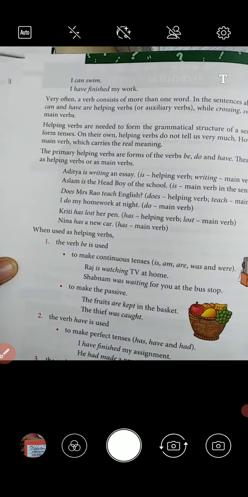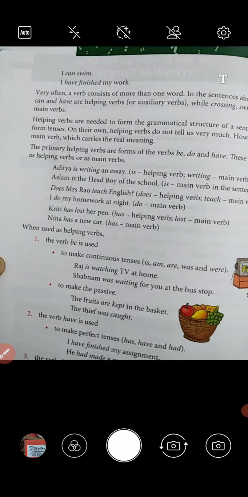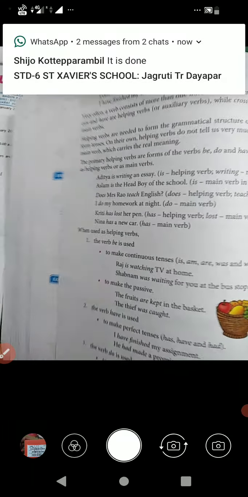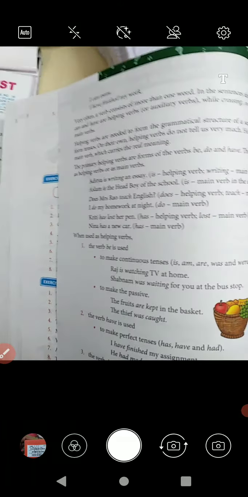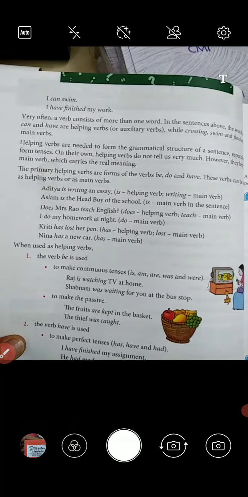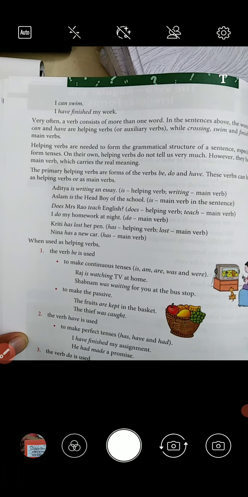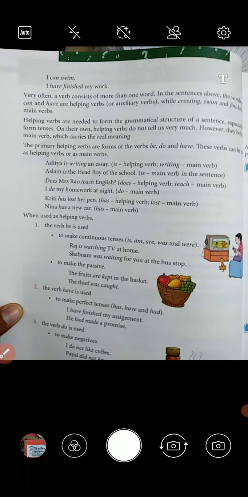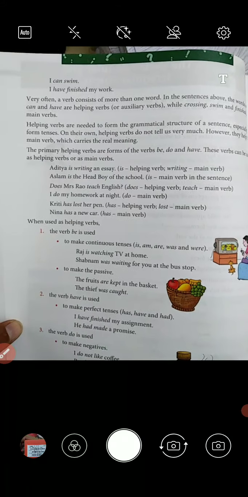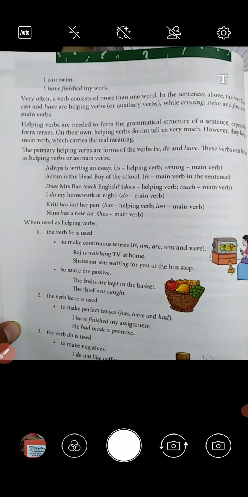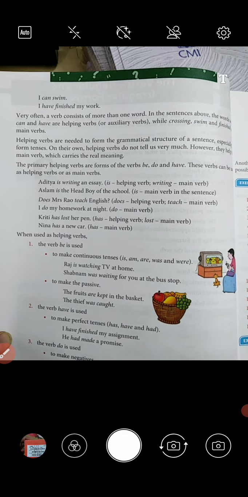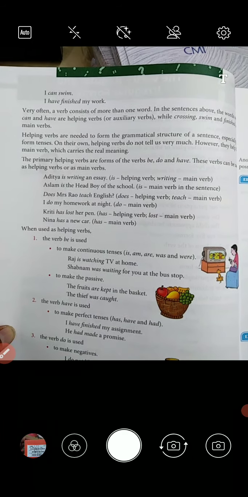Now the next sentence, I can swim. What can you do? I can swim. So swim is a verb. It shows ability. The next sentence, I have finished my work. So what have you done? I have finished. So finished is the verb in this sentence.